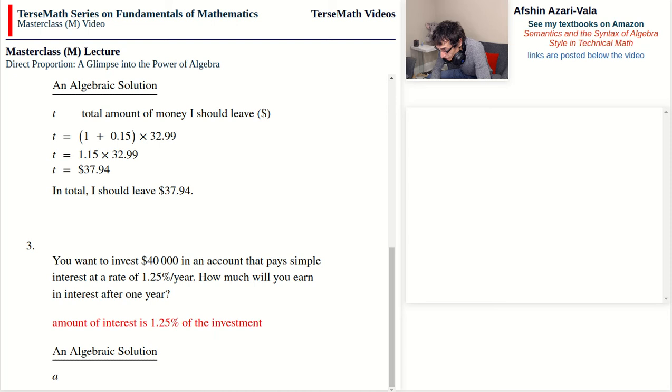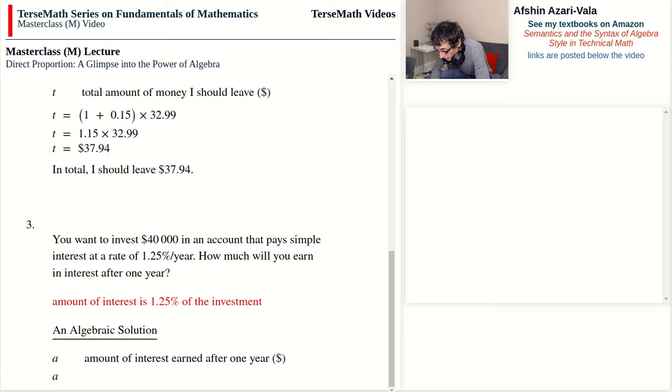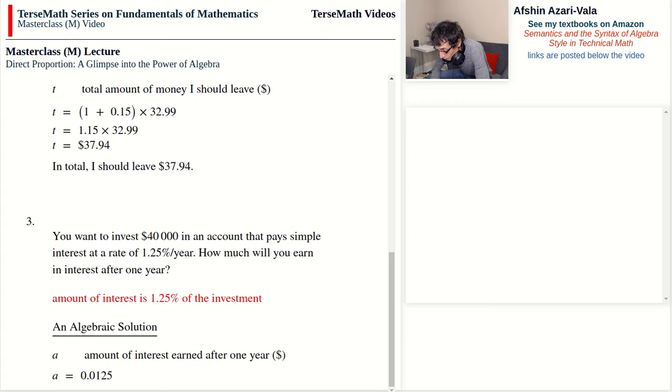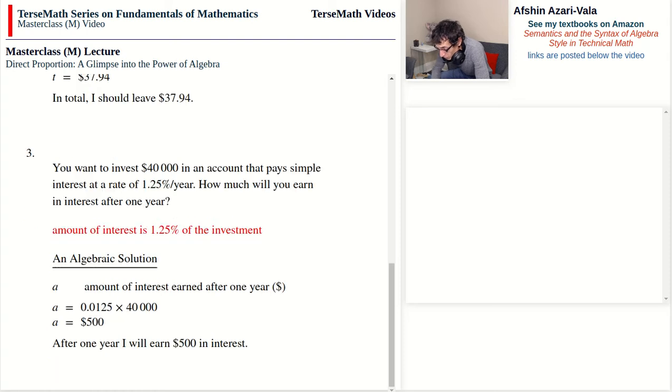And with that in mind, the algebraic solution, A being the amount of interest earned after 1 year in dollars: A becomes equal to 1.25% of the money that I invested, $40,000. And this comes to $500. So after 1 year, I will earn $500 in interest.